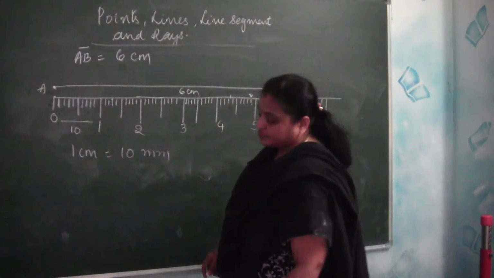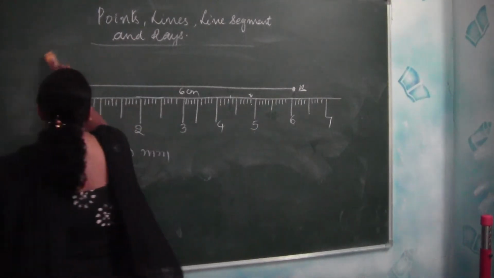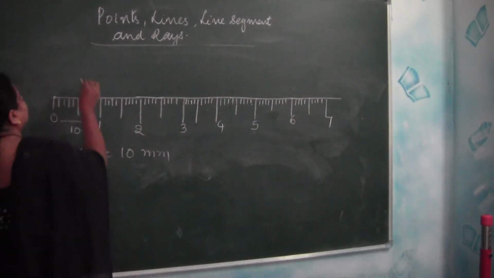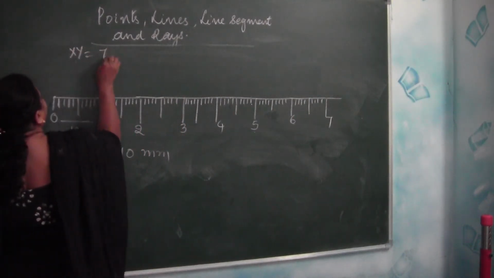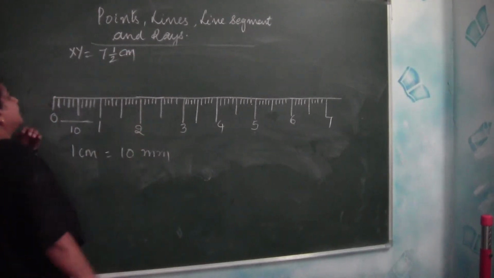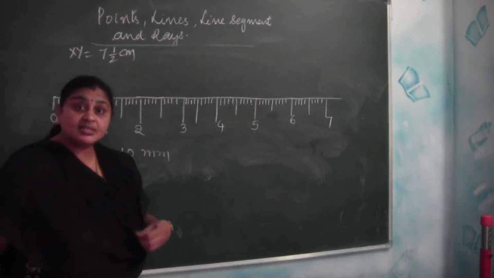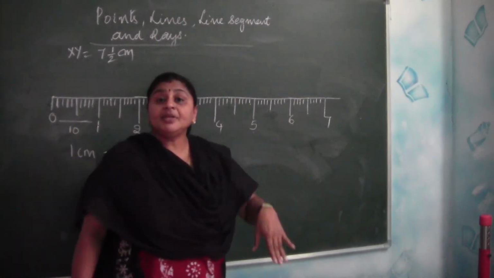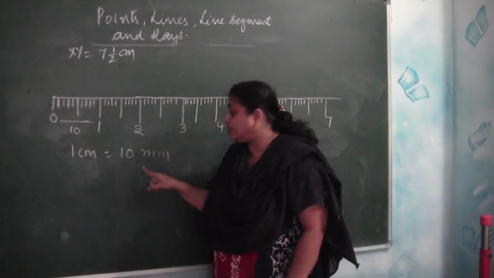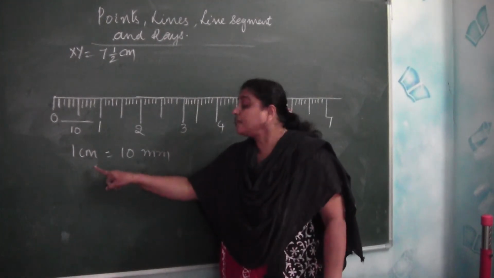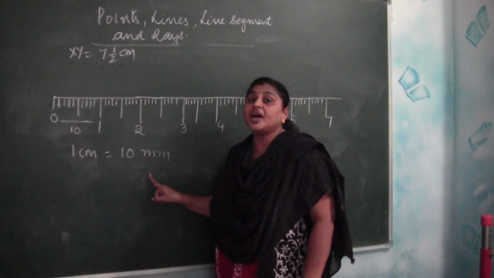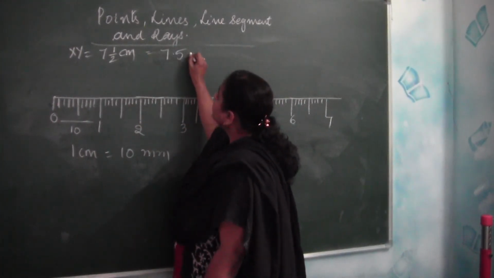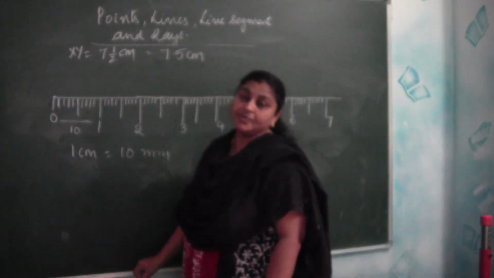Got it, children? Now, let us take the other length. Let us take in fractions. XY is equal to 7.5 centimeters. 7.5 centimeters in the sense, children, 7 centimeters and half centimeter. Half centimeter in the sense, I have said you 1 centimeter is 10 millimeters. Now half centimeter in the sense it is 5 millimeters. It means 7.5 centimeters is nothing but 7 centimeters and 5 millimeters.